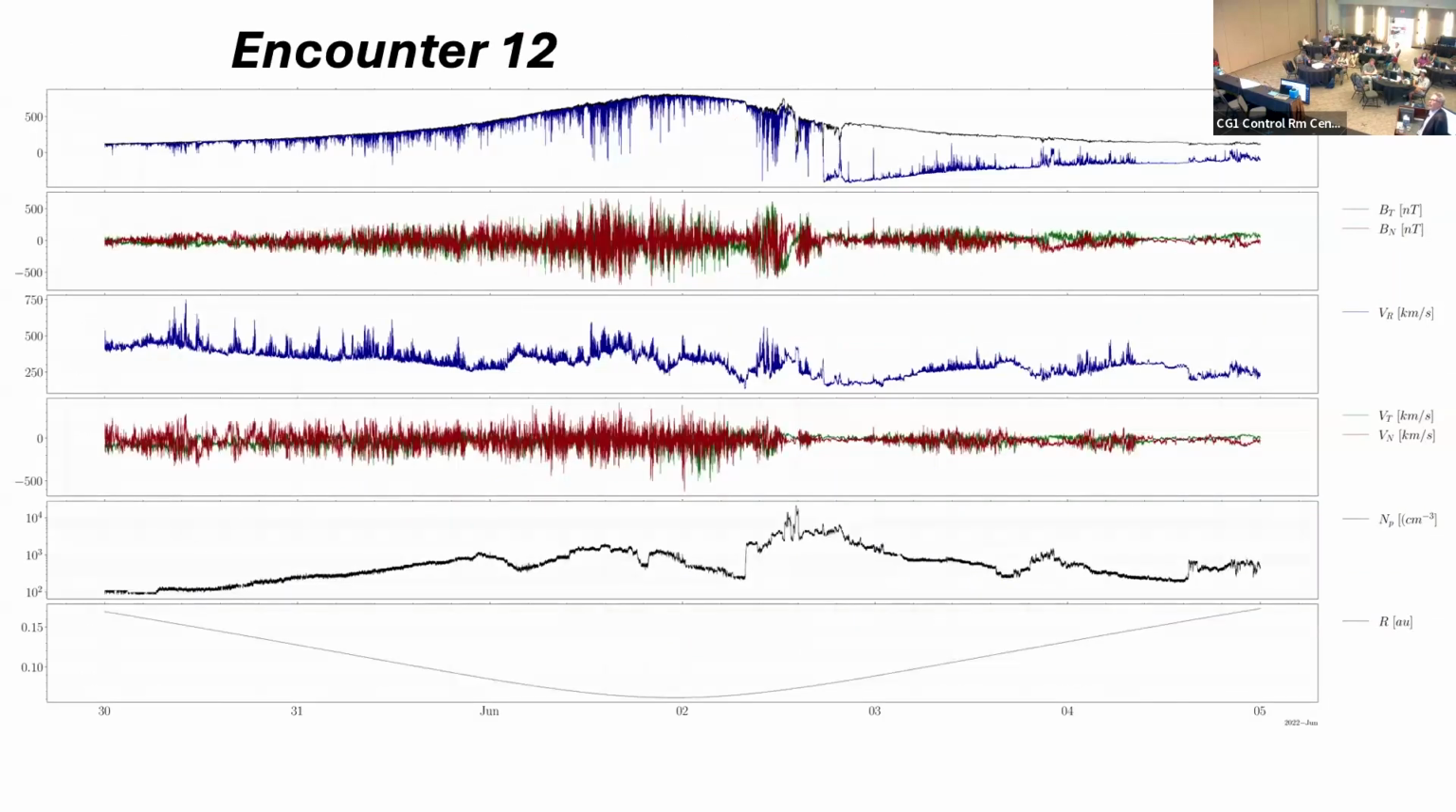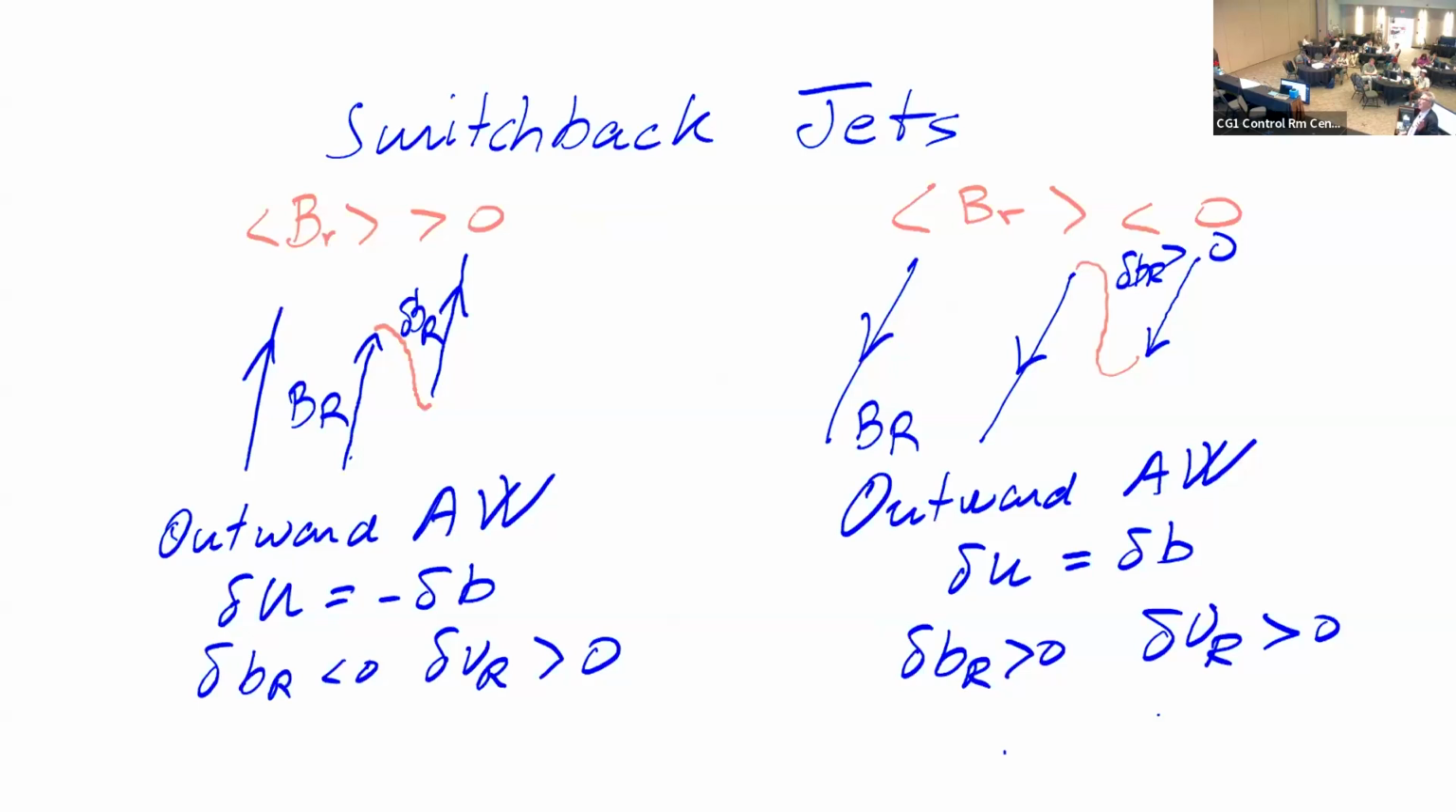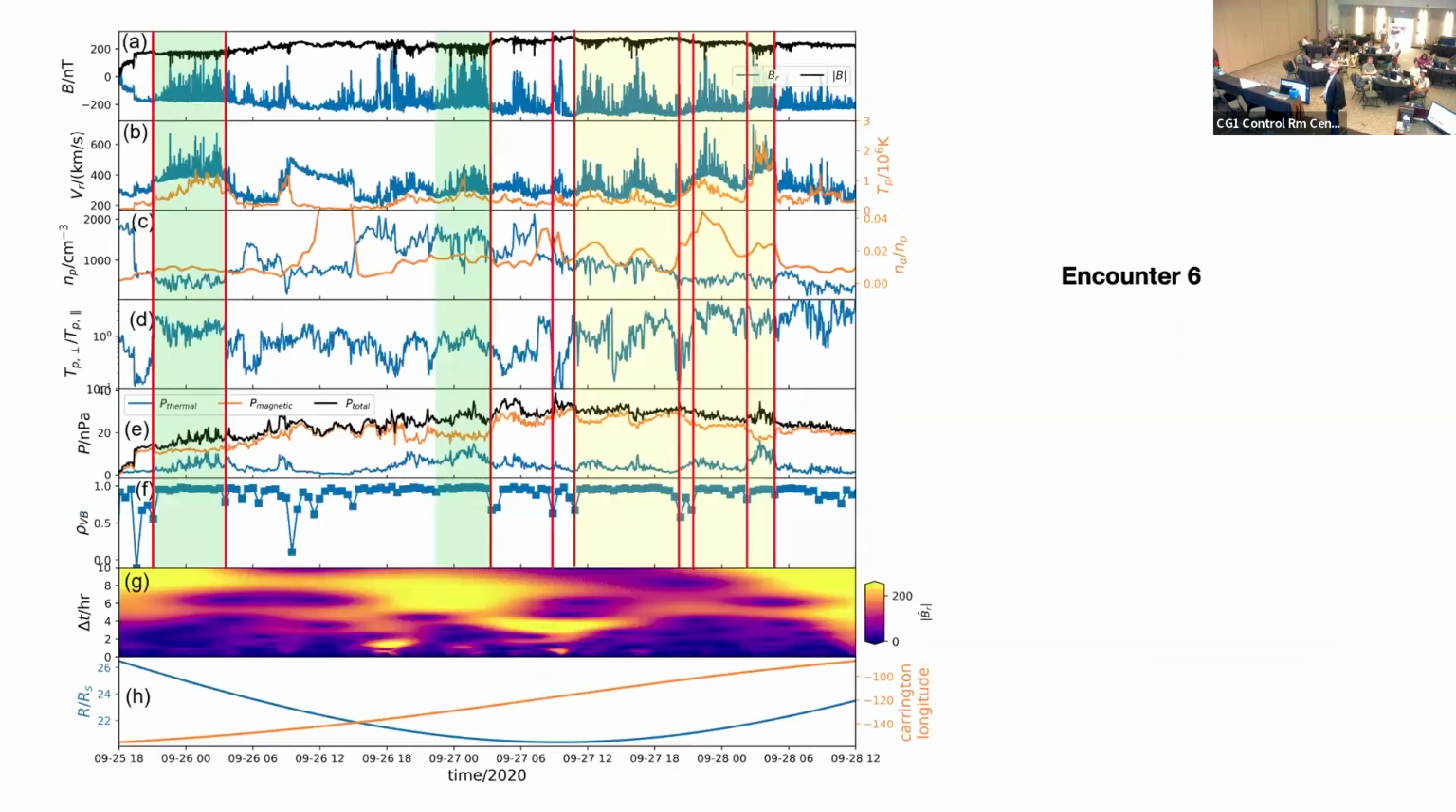This is encounter 12. You can see these beautiful patches of switchbacks. This is the heliospheric current sheet crossing. I've shown you that the switchbacks are Alfvénic. This is why this is a really high-tech quality diagram. It shows you why the jet is always going forward. We've already discussed that. And these are the switchback patches.